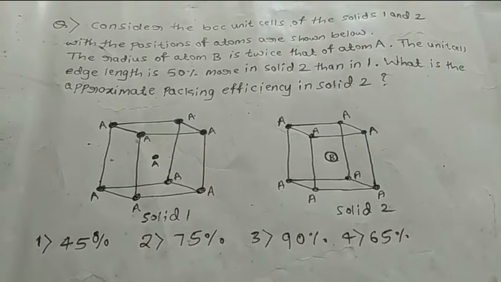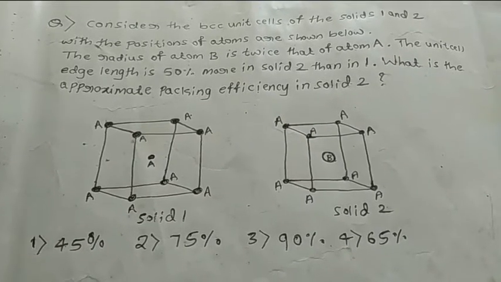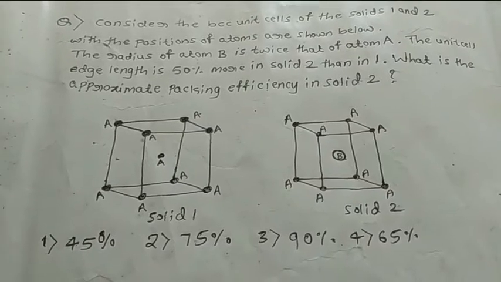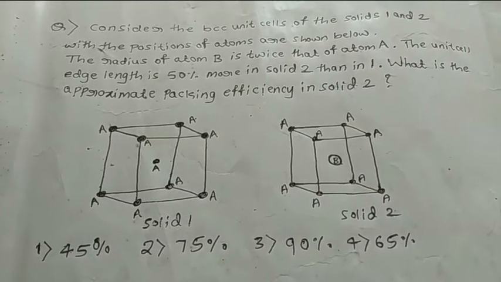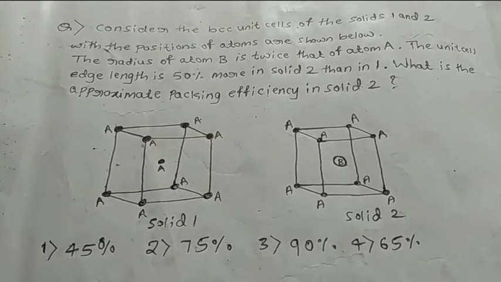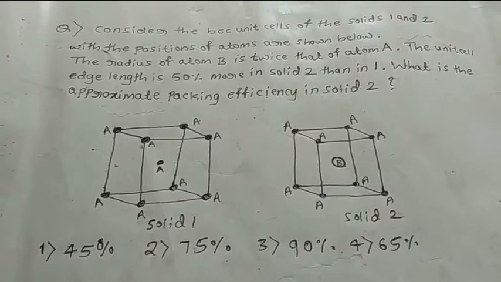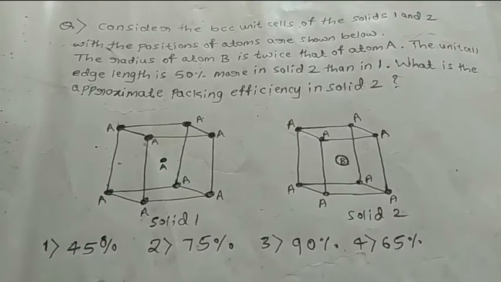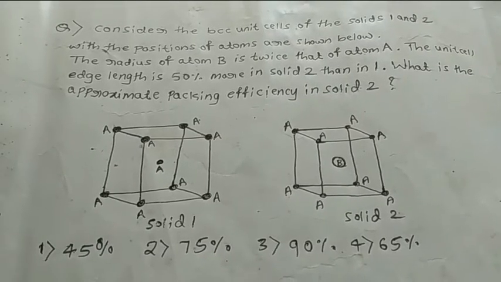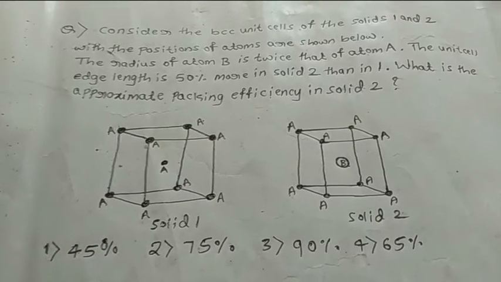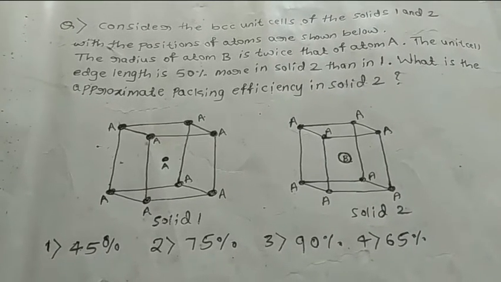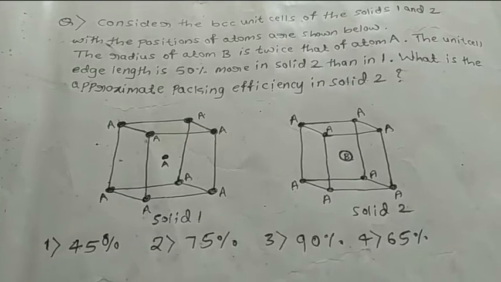And the next question, this question is simple. Don't panic by seeing this type of questions. Questions are big but answers are too easy. The question is like this. Consider BCC unit cells of solid 1 and 2 with positions of atoms shown. The radius of atom B is twice that of atom A. The unit cell edge length is 50% more in solid 2 than solid 1. What is the approximate packing efficiency in solid 2?